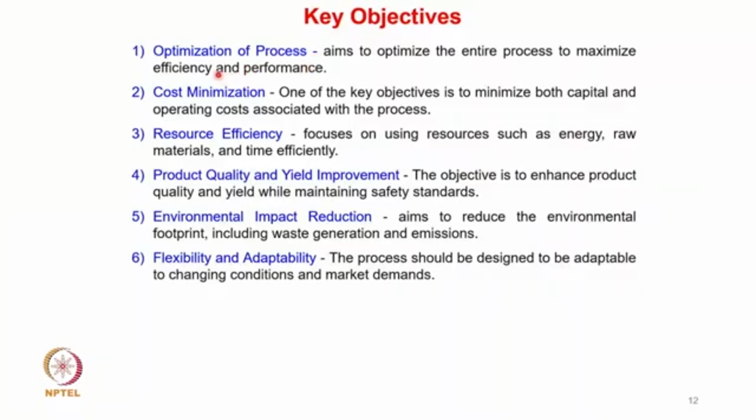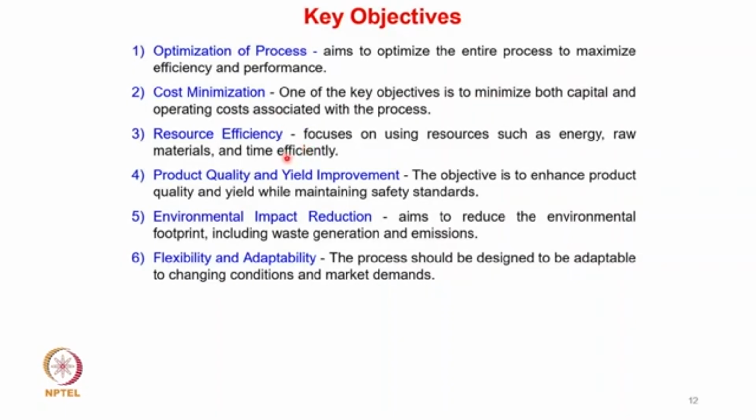So we will be looking at how we can generate the preliminary flow sheets, and these preliminary flow sheets we can refine iteratively by using the alternatives available. So while obtaining the flow sheets, the key objectives that need to be satisfied are optimization of the process. Whenever we are generating the flow sheets, we aim to optimize the entire process to maximize the efficiency and the performance. Another key objective is the cost minimization. So we want to minimize both capital and the operating cost associated with the process.